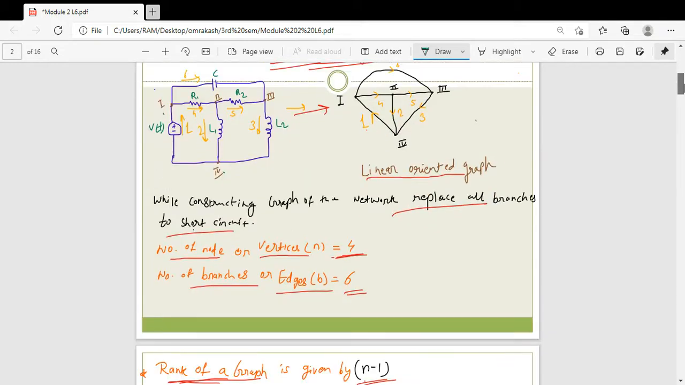So when you observe this graph, how many nodes are there? The number of nodes is also called vertices. Clearly you can see 1, 2, 3 and 4. So there are a total of four nodes in the graph. And how many branches are there? Branches are also called edges. So the total number of edges is six: 1, 2, 3, 4, 5, 6 are numbered here.